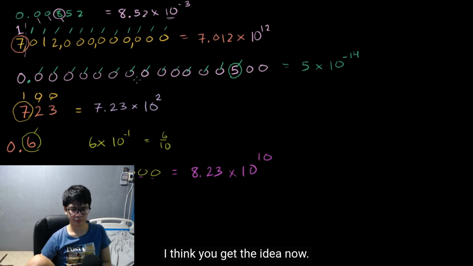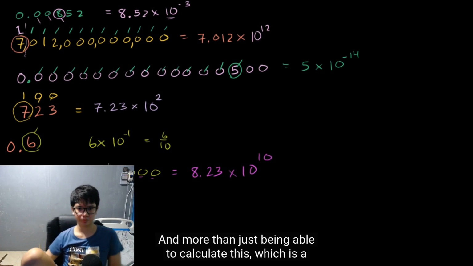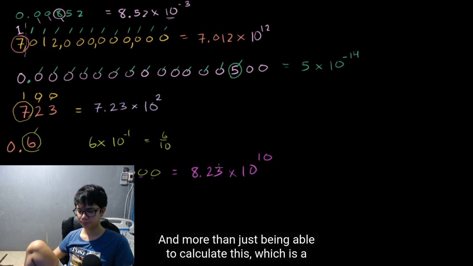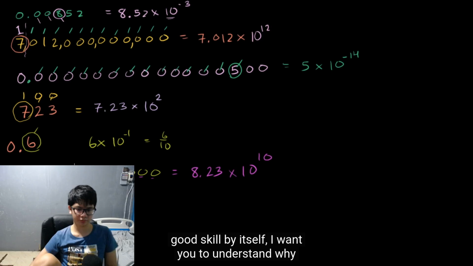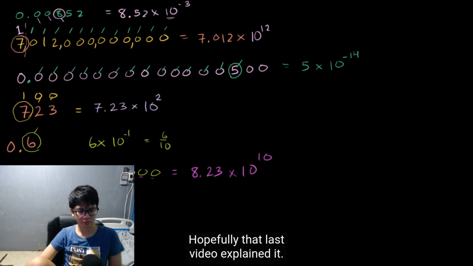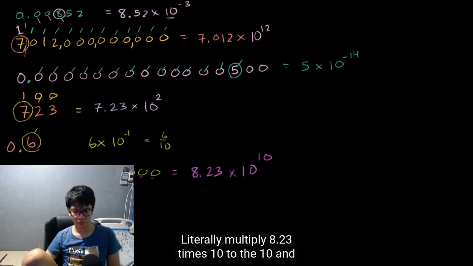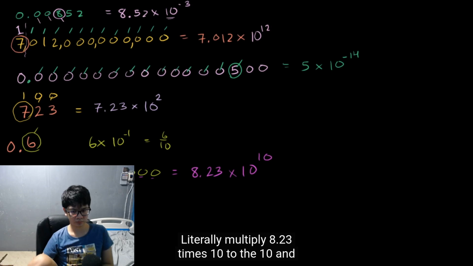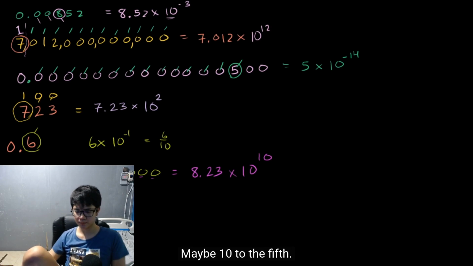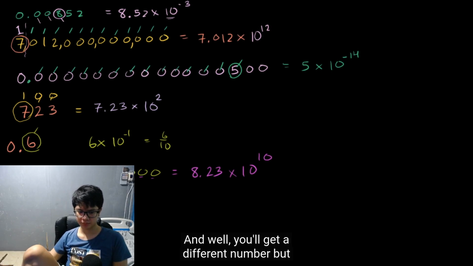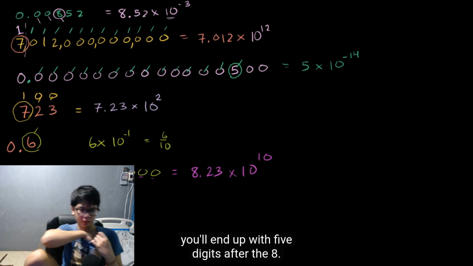I think you get the idea. Now it's pretty straightforward, and more than just being able to calculate it, which is a good skill by itself, I want you to understand why this is the case. Hopefully that last video explained it, and if it doesn't, just multiply this out. Literally multiply 8.23 times 10 to the 10, and you will get this number. Then you can try it with something smaller than 10 to the 10, like 10 to the 5th, and we'll get a different number. We'll end up with 5 digits after the 8.